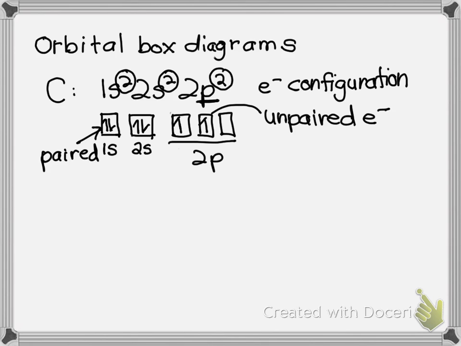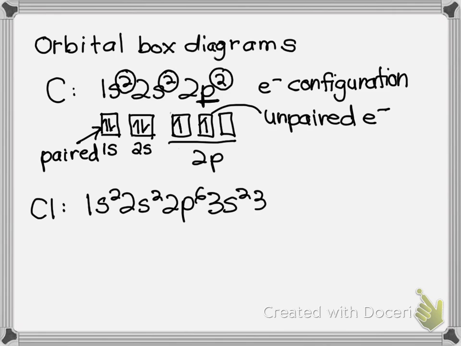So let's try one. I don't like drawing the boxes, but let's try chlorine. So chlorine, its electron configuration is 1s2, 2s2, 2p6, 3s2, 3p5. That's an electron configuration. Its box diagram, okay, let's see. An s has 1 box because it has 1 orbital. So 1s, and it has 2 electrons. 1, 2.